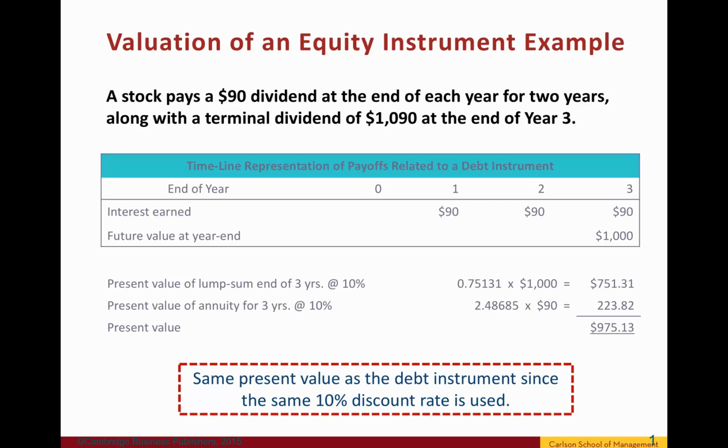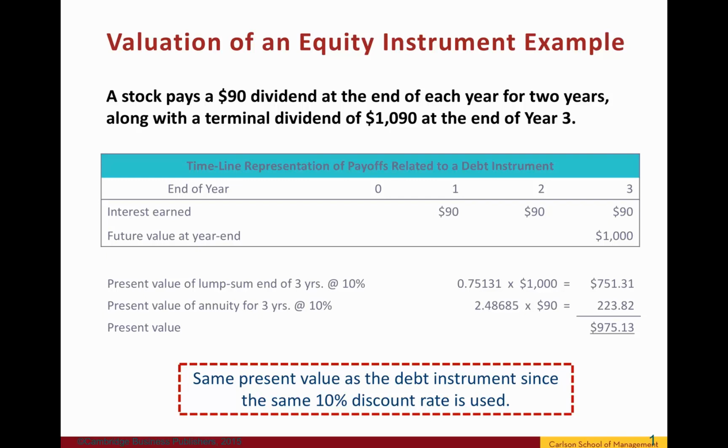So let's say that we have a stock that pays a $90 dividend. Just like our $90 coupon payment in the debt example, say a stock pays a $90 dividend at the end of each year for 2 years. And then at the end of the 3rd year, we're going to receive a $90 dividend again. But then we're also going to expect to sell the stock for $1,000, just like the face value in the debt example of $1,000.